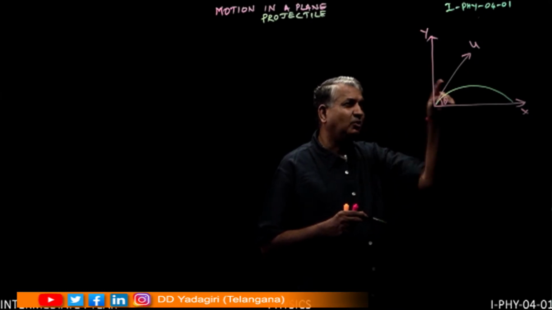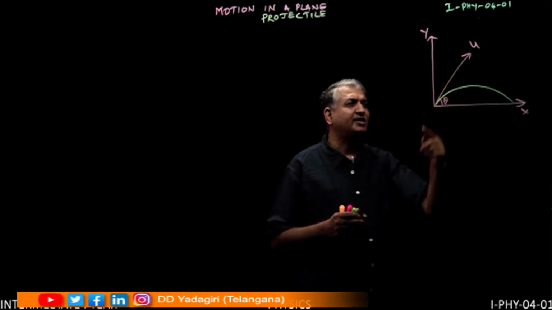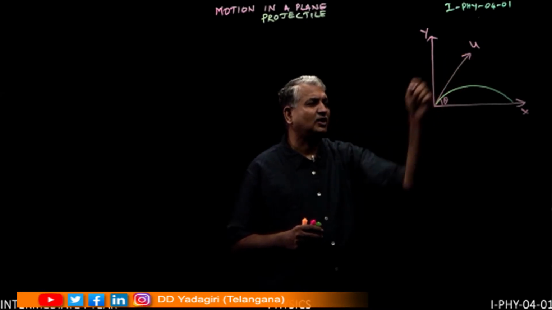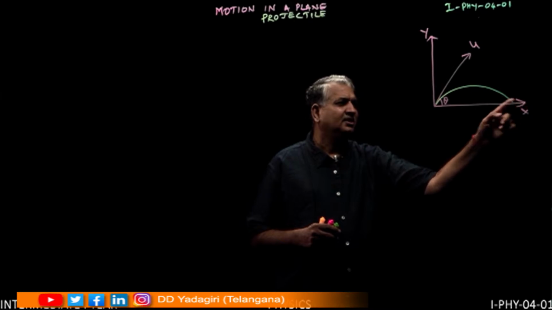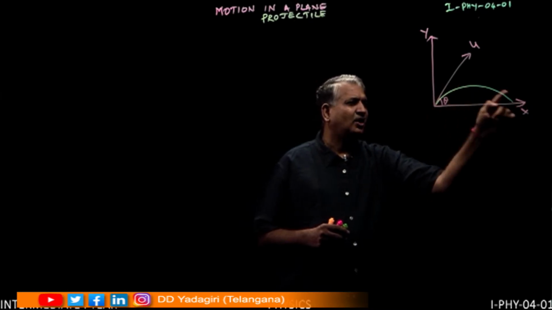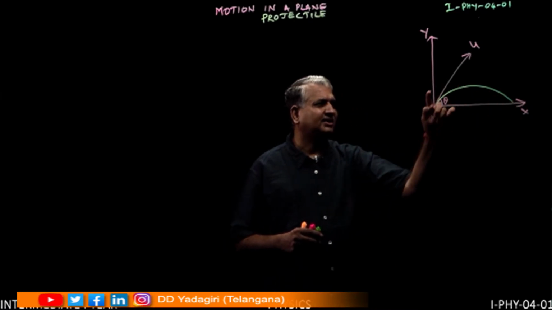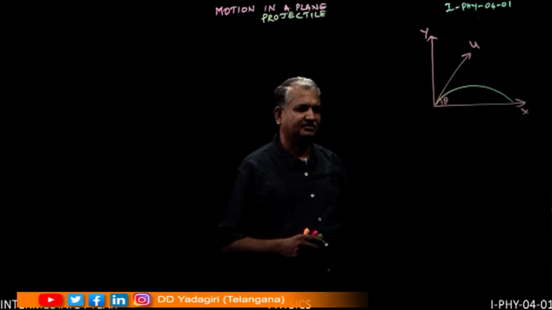Here, a body is projected, thrown with some initial velocity u at an angle theta to the horizontal. Then it is called a projectile. Its path is a parabola. We want to prove it.